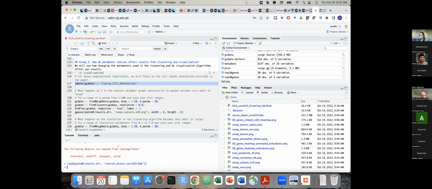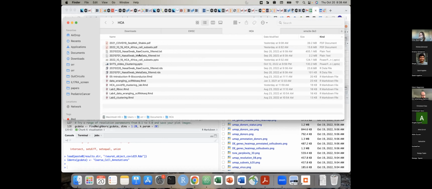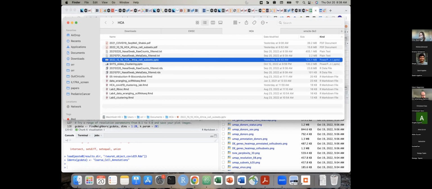So I'm just going to take the code and copy it into my console, one line at a time. So the first thing that the group had to do was try a range of k param from 2 to 100 and save your plot images. Let me remind you all what that k is.